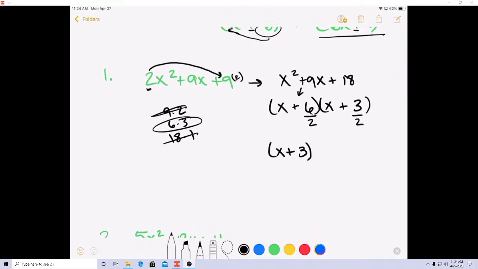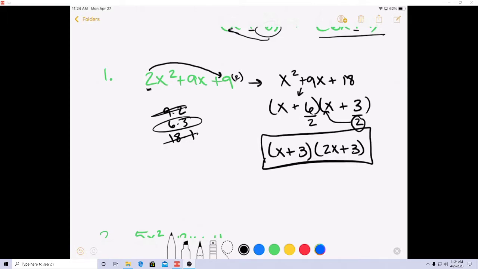So in my case, the bottom of my fraction is a 2, and it doesn't make a whole number. 3 over 2 is not a whole number and can't reduce. So I take that 2, I stick it in front of the x, so it becomes 2x plus 3. And that's our final answer for slide and divide.